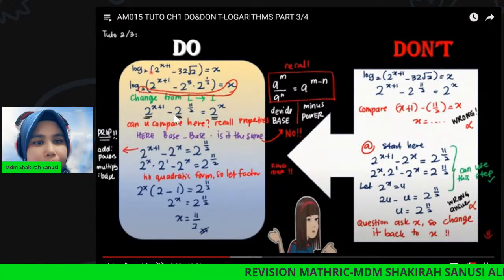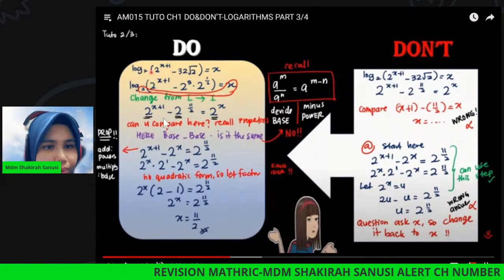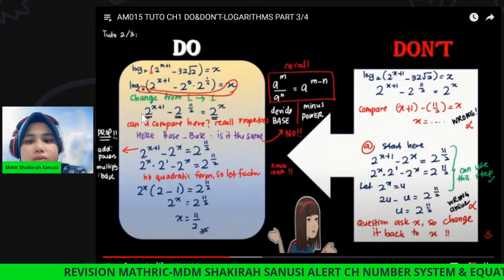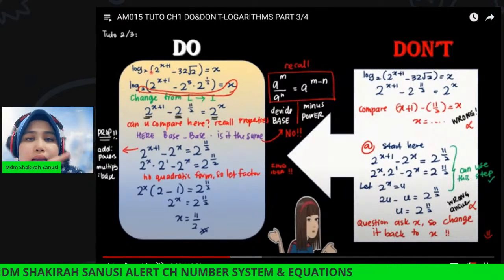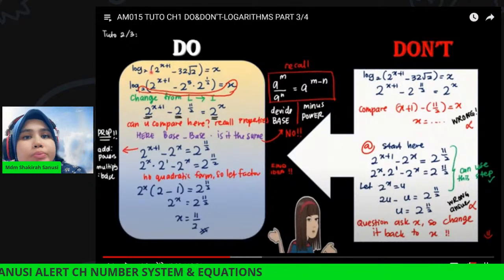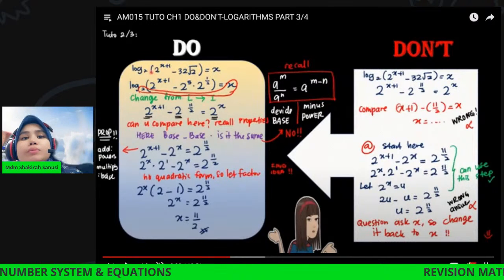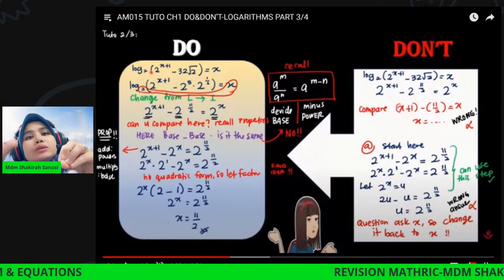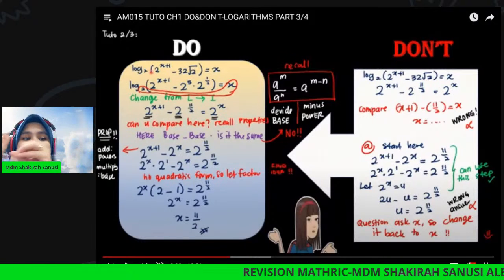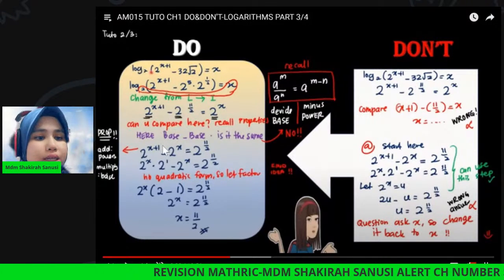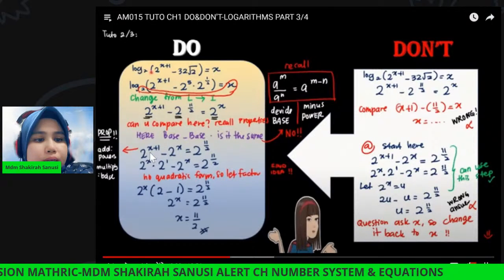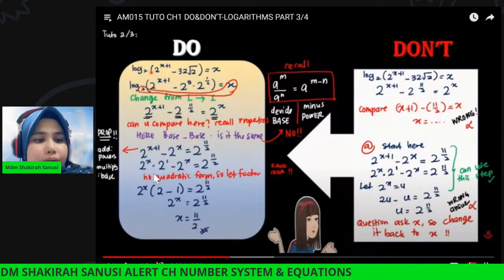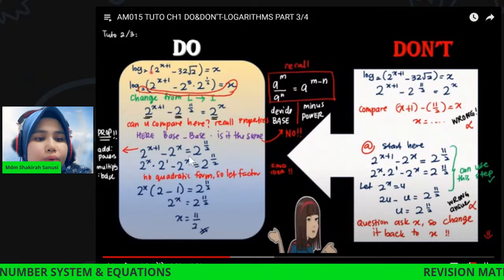Kita boleh compare. Can we compare here? No. Kita tak boleh compare dekat sini walaupun kita tengok base dia sama, tapi isu dia adalah base tolak base equal to base. Kita boleh compare power bila base equal to base sahaja. Okay, so tak boleh dekat sini. Apa yang kita boleh buat adalah cuba guna balik 2 power of x plus 1 adalah sama juga dengan 2 power of x multiply with 2 power of 1.